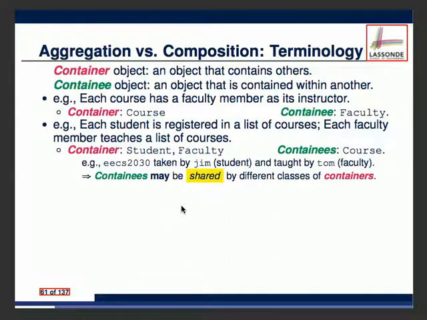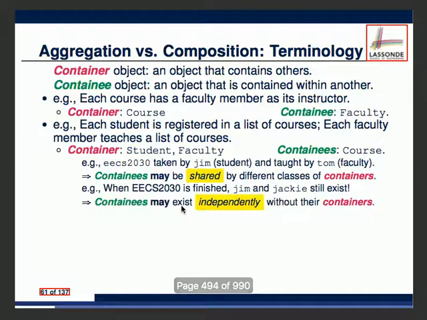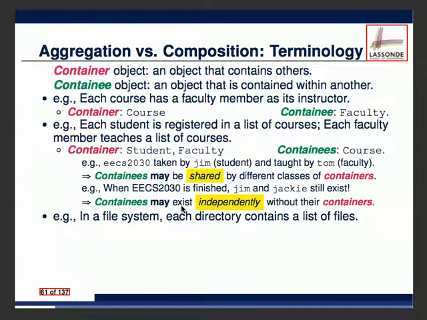But my point is, in the case of aggregation, because we have sharing over here, the containees are somehow independent. So even if you got rid of the containers, the containees are still there, okay? Now, we'll go to another extreme. This one is a little bit boring example, but hopefully it will illustrate the point more clearly.